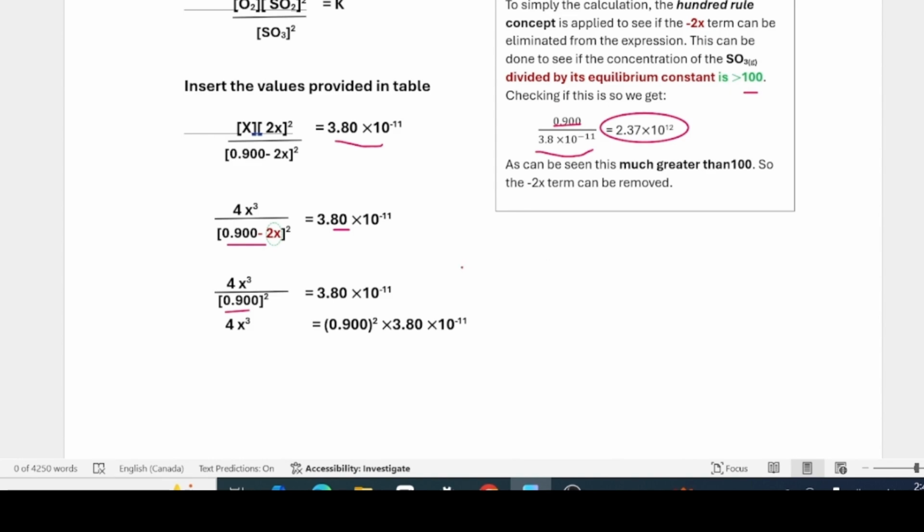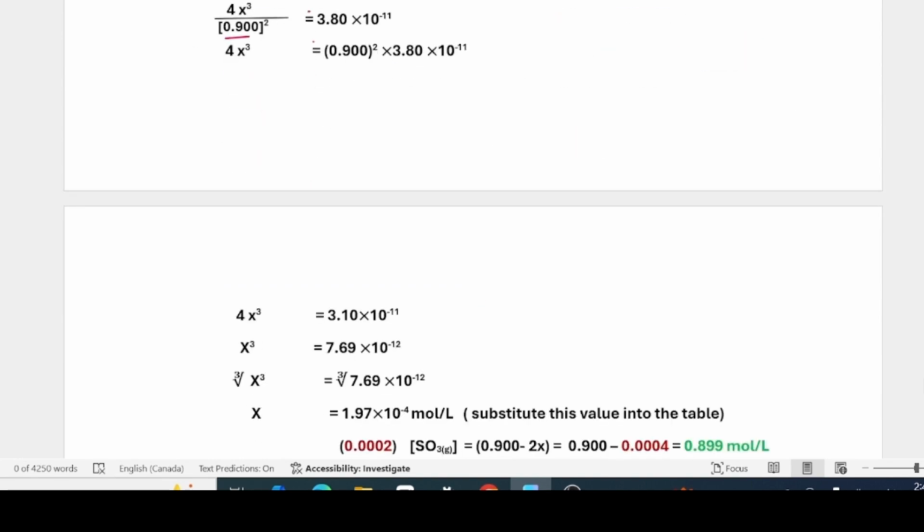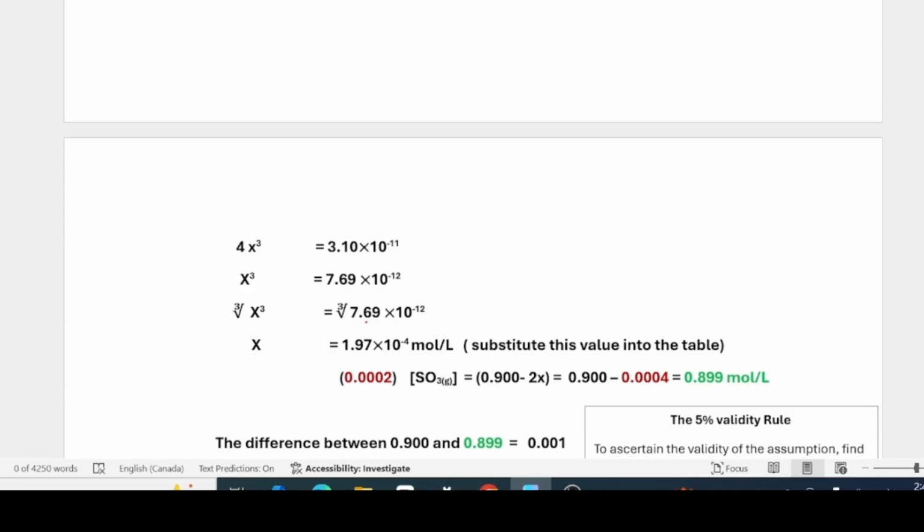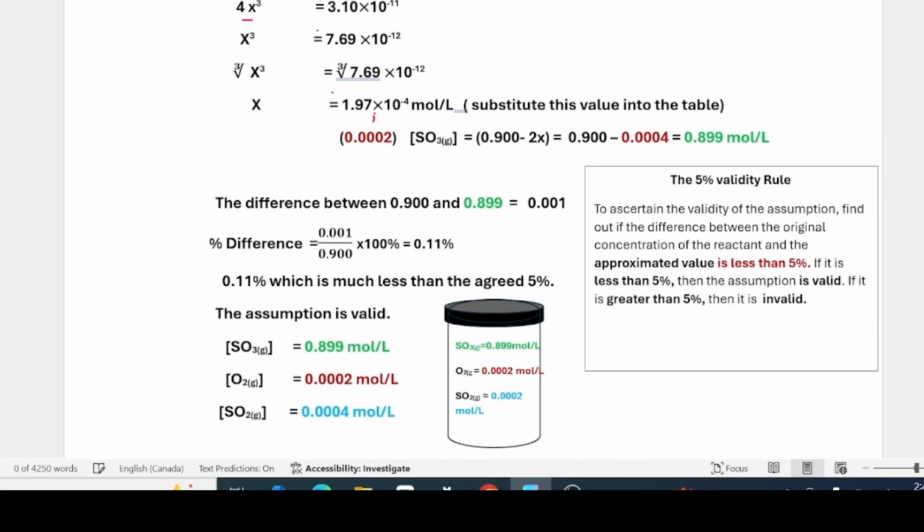So we say that that is approximately equal to that. Solving for x now, we have that 4x cubed is equal to that, x cubed is equal to that. Take the cube root of that, you end up with this. You round it after this. So in the end, sulfur trioxide is going to be equal to that value there, because you have to subtract 2x from that. And this is what the final concentration of your sulfur trioxide is going to be.